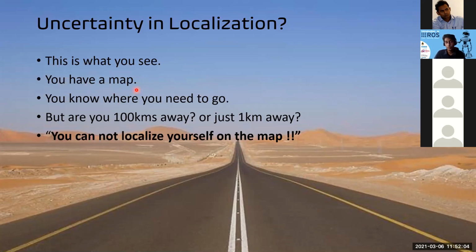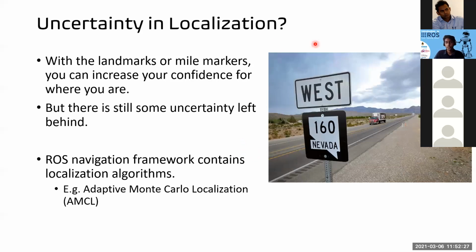But let's assume you have a map. In that map, you need to localize yourself. You also know where you need to go. That means you know where your goal is. But from this information, you cannot be sure whether you're 100 kilometers away or just 1 kilometer away. That means you cannot localize yourself on the map. So what you should do next is keep driving. And if you see some landmark like this, it says 160 Nevada. That can be something like a 160 milepost. With landmarks or mile markers, you can increase your confidence about where you are.